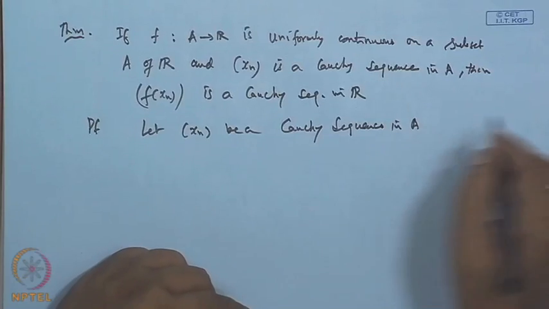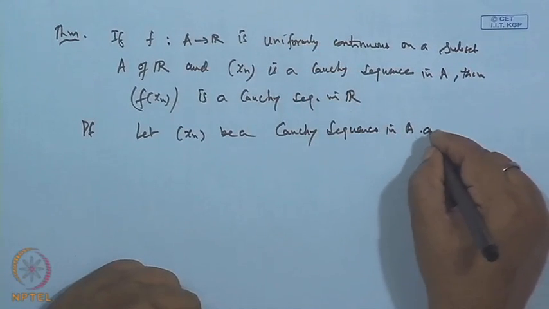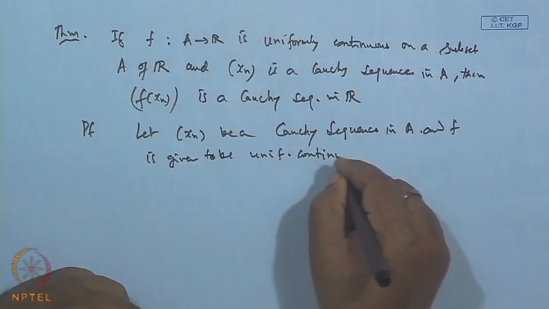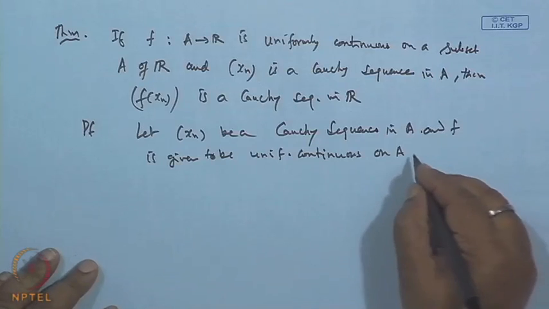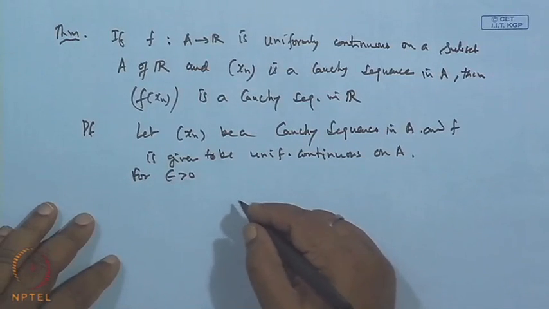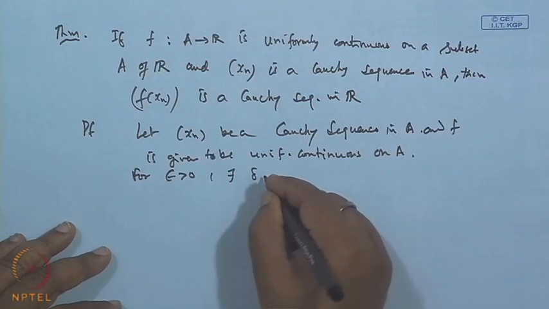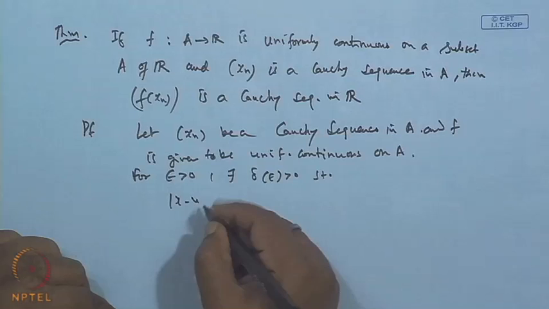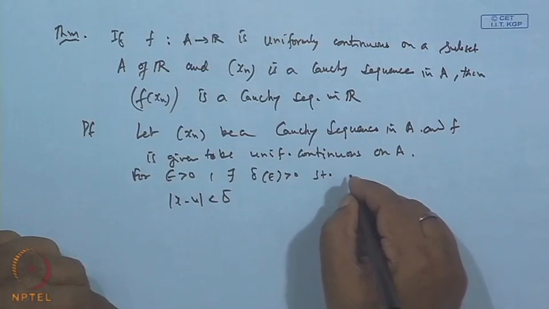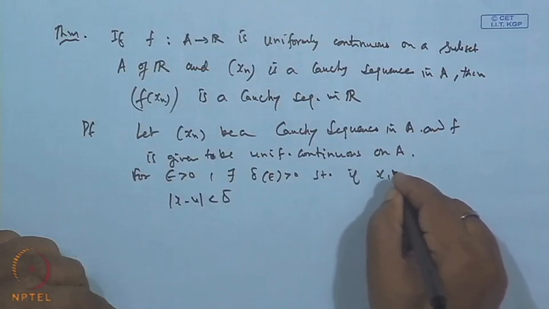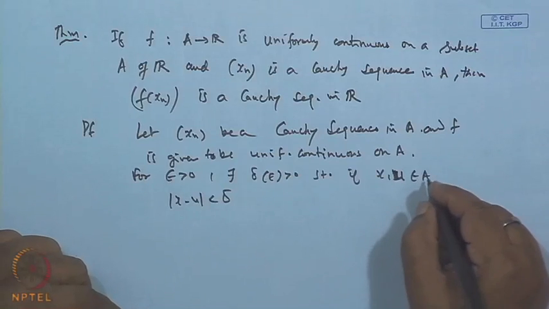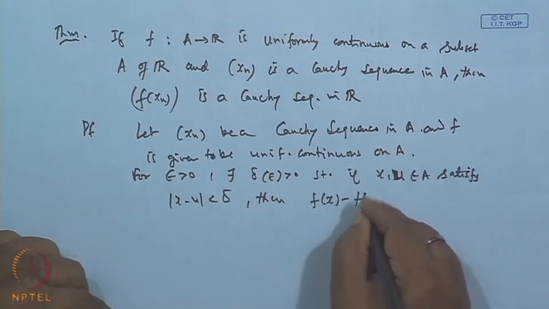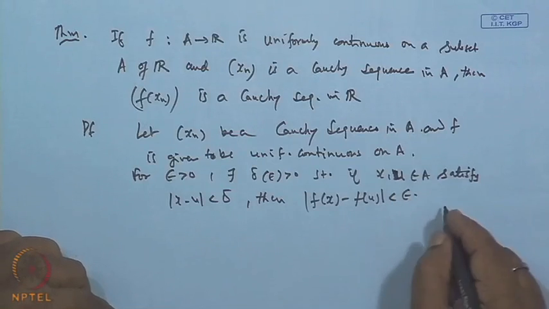In A. We wanted to show this, and f is given to be uniformly continuous over A. So, by the definition of continuity, for a given epsilon greater than 0, there exists a delta which depends only on epsilon, such that if x and u belong to A and satisfy mod x minus u less than delta, then mod f of x minus f of u is less than epsilon. Okay. So, let it be 1.